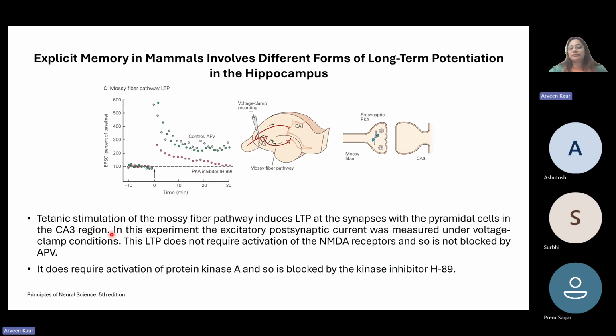Then comes the third pathway, which is the mossy fiber pathway. The tetanic stimulation of the mossy fiber pathway induces long-term potentiation at synapses with the pyramidal cells in the CA3 region. In this experiment, the excitatory postsynaptic current was measured under voltage clamp conditions. This LTP does not require activation of NMDA receptors and is also not blocked by APV, right? It requires activation of protein kinase A, so it is blocked by the kinase inhibitor H89.